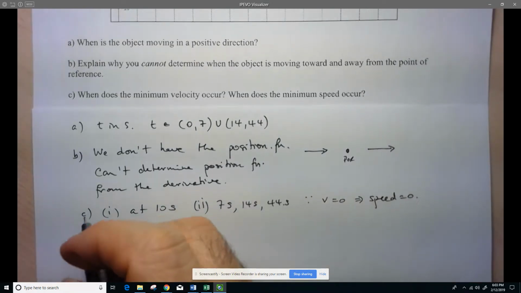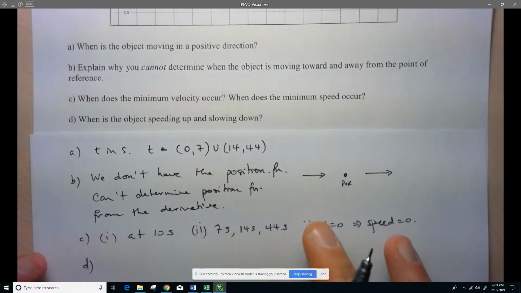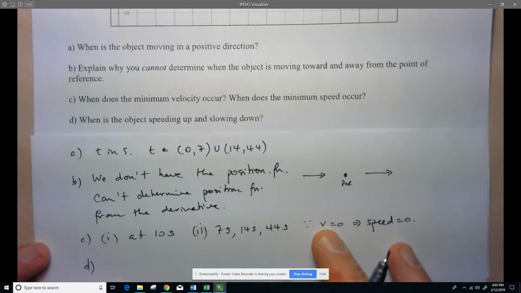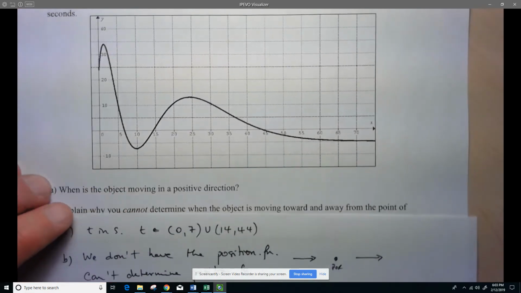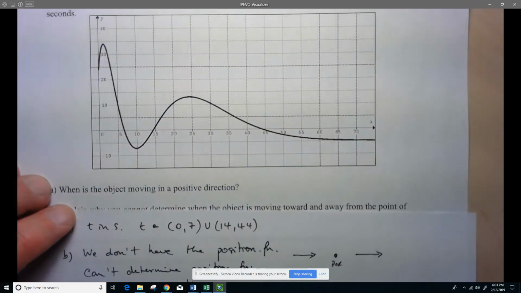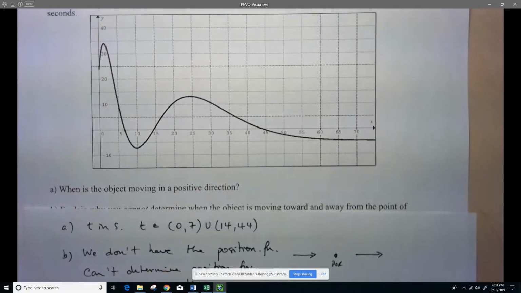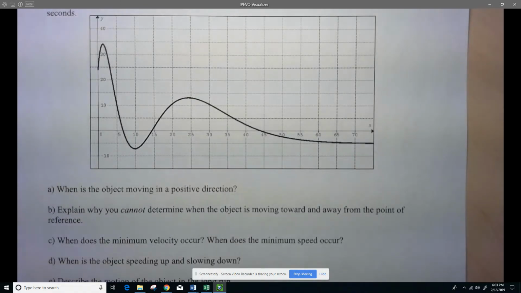All right, so let's go to D now and see what D is asking us for. It says, when is the object speeding up and slowing down? This is something that we can determine, because while we only have the velocity function, we can figure out the sign of the acceleration function. So instead of working here, I'll change this up so that we can come up with two number lines.